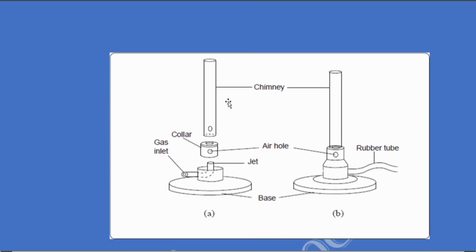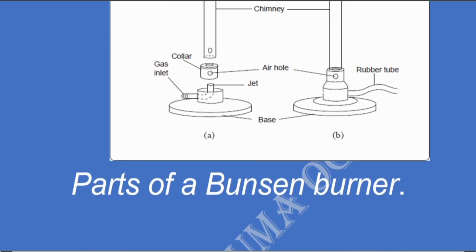So you can see that in A here we have the chimney, we have the collar. The collar has an air hole. We have the base. The base has the gas inlet and has the jet. So in B here, you can see it is now connected. The gas inlet is connected to the rubber tube. Now you have here the chimney, you have the air hole here. So that's the Bunsen burner that we are talking about.